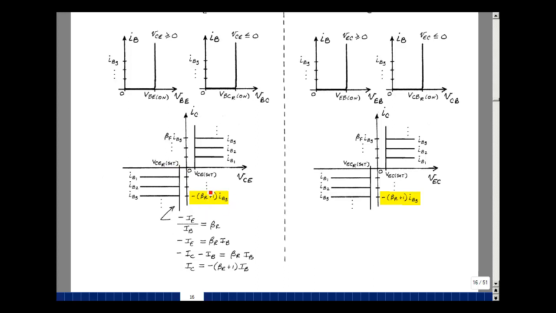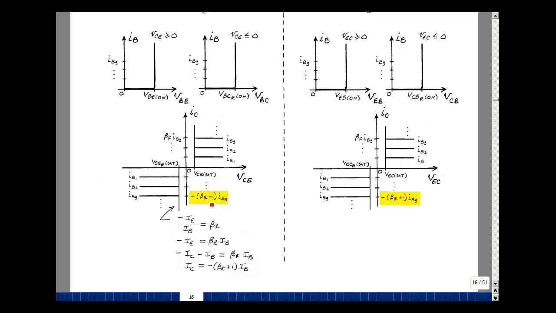Let me just derive that. Beta R is the ratio of minus I sub E to I sub B. So let's cross multiply by that. And then I sub E is equal to I sub C plus I sub B. Let's take this and put this on this side of the equation. That'll give me a minus I sub B and beta R I sub B, and then put this on the other side of the equation as a plus I sub C. The current I sub C is equal to minus beta R plus 1 I sub B.